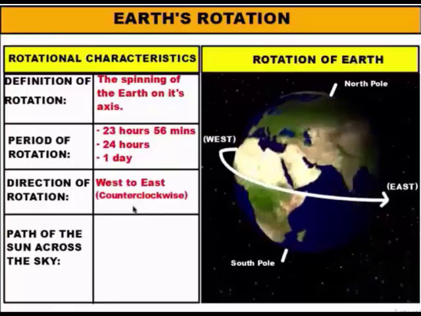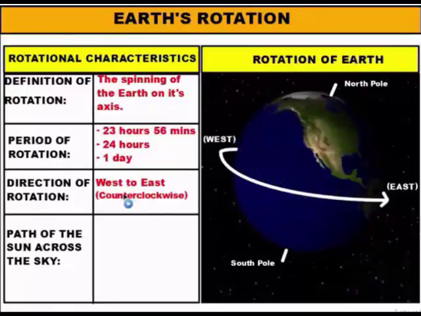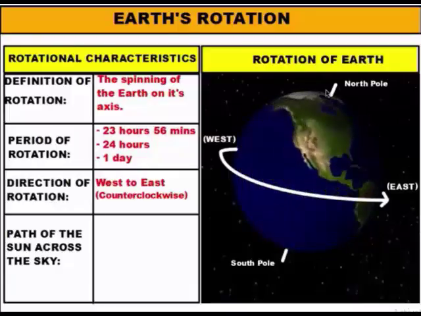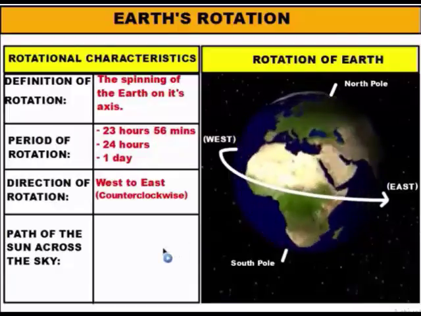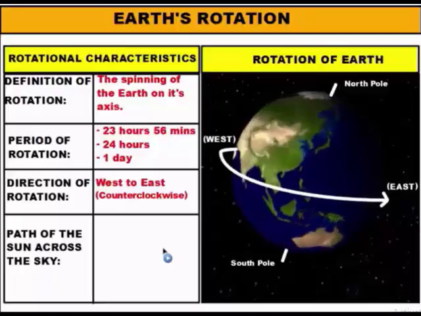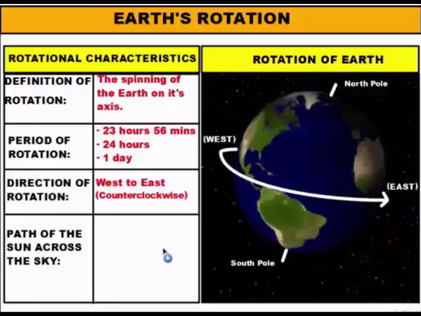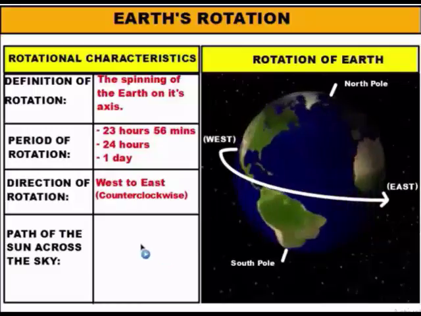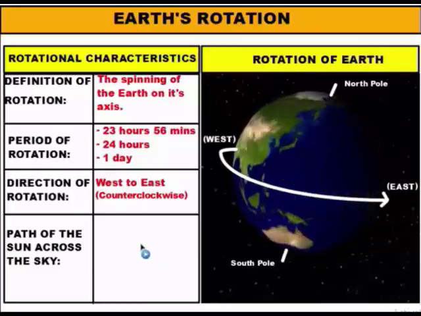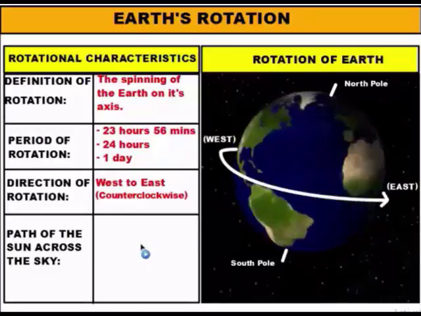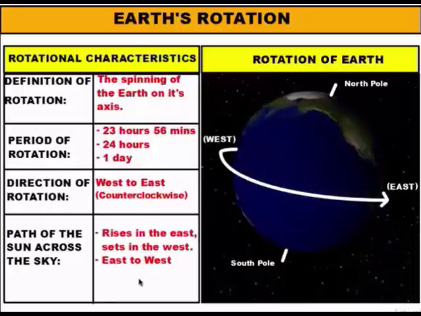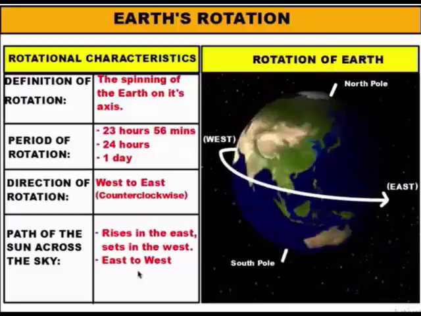Direction of the rotation, we can see in this image, earth is moving on its own axis from west to east in counterclockwise. That's how earth rotates, west to east in counterclockwise. And path of the sun across the sky. When it comes to path of the sun, because of earth rotating from west to east, the sun rises in the east and sets in the west.